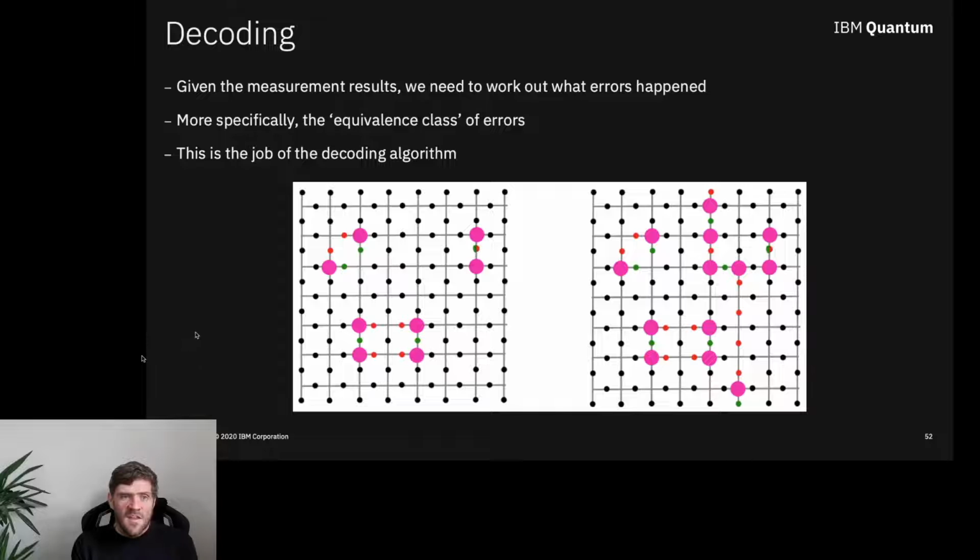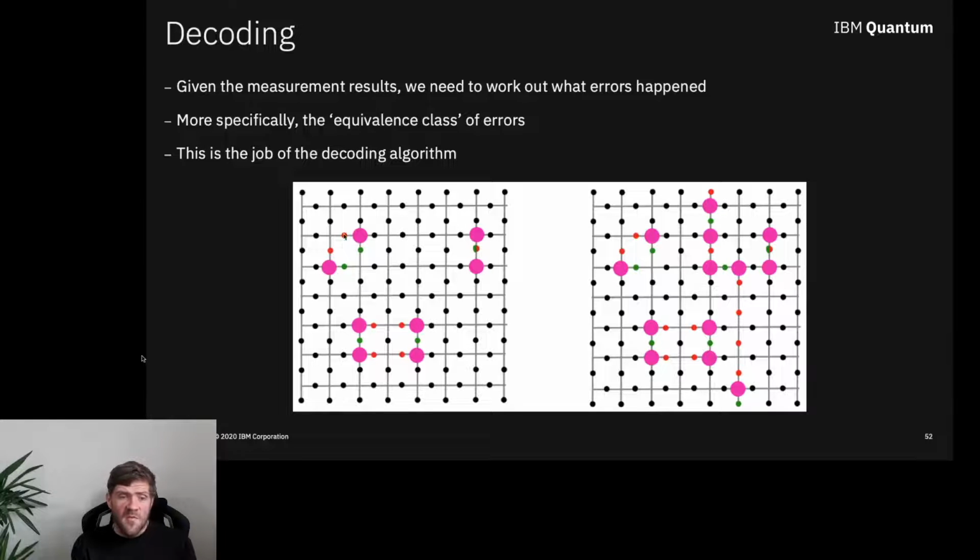Right, now we move on to decoding, which is: after we've detected where the bit flips are, how do we actually work out how to correct them? We can't just do a majority vote here as we could in the repetition code; we have to do something more complex. Now we don't actually need to work out what errors happened, but we need to work out the equivalence class of what errors happened.